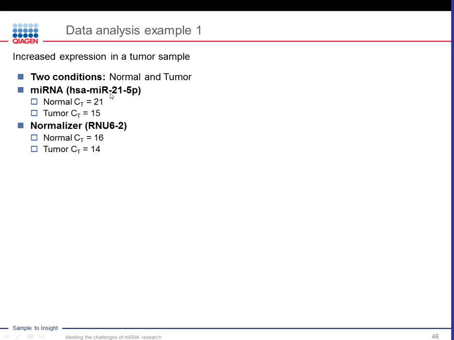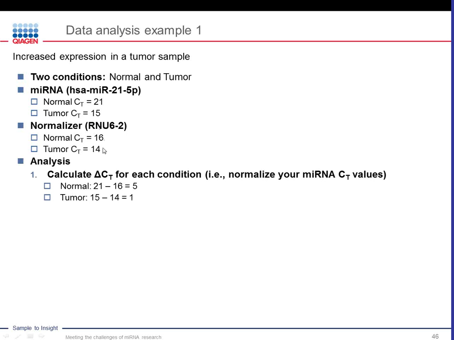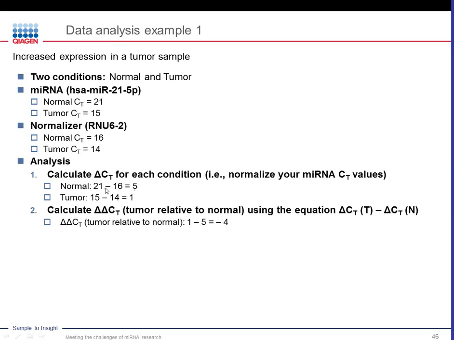For the microRNA, we'll look at, as an example, miR21 that has a CT of 21 in normal and a CT of 15 in our mock tumor sample. For a normalizer, we'll use RNU6 that has a CT of 16 in normal and CT of 14 in tumor. Step 1, normalize your data. So this is CT of your microRNA minus CT of your normalizer for both normal and tumor.